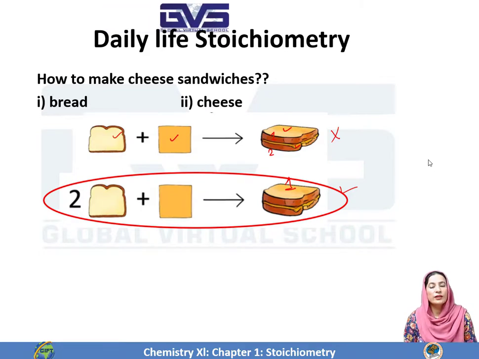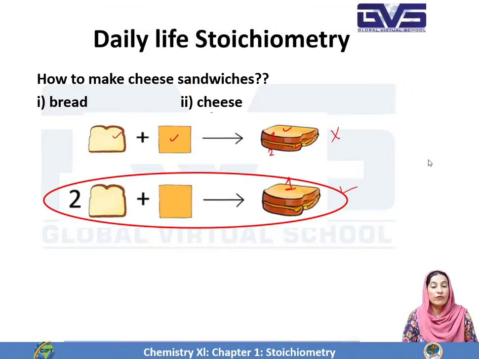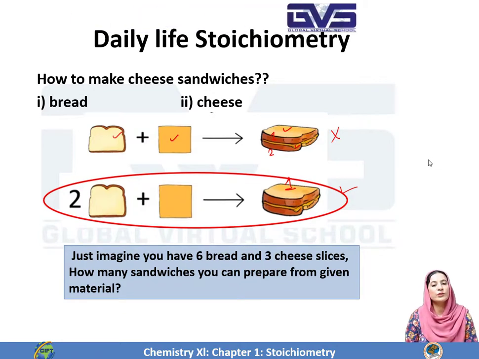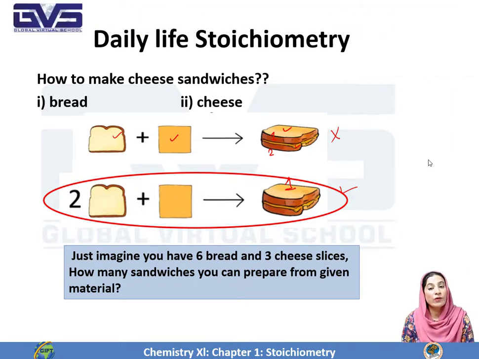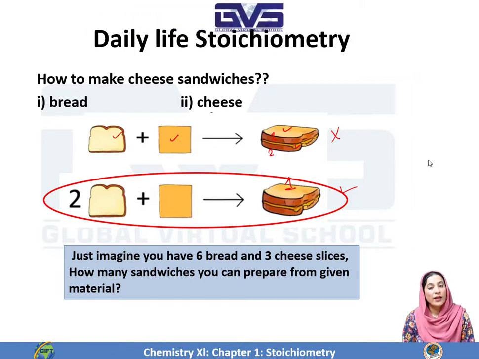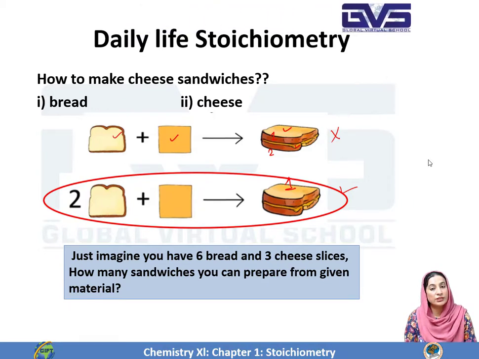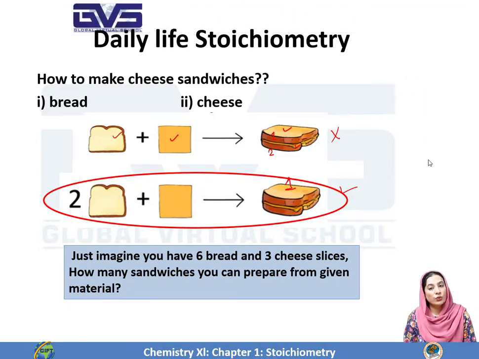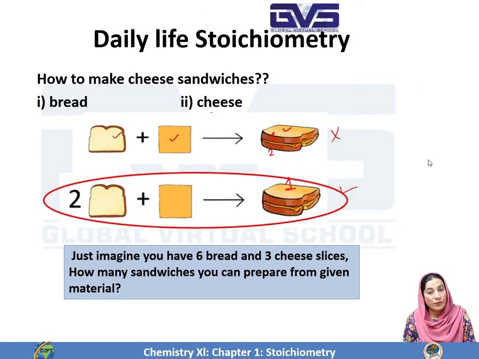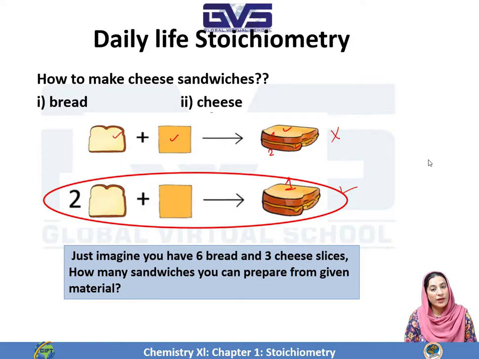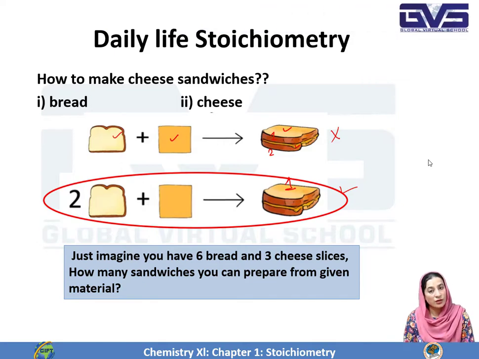Students, you can even do this experiment in your kitchen. If I give you 6 bread slices and 3 cheese slices, how many sandwiches will you prepare from these quantities? You also have to tell me whether the amounts I have given, 6 breads and 3 cheese slices, are stoichiometric amounts or non-stoichiometric amounts. And remember, stoichiometry means balanced on the reactant side and balanced on the product side.